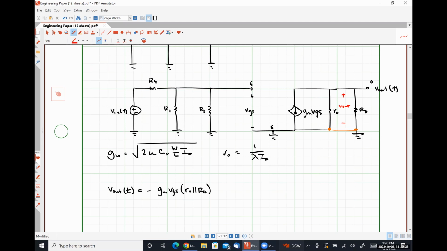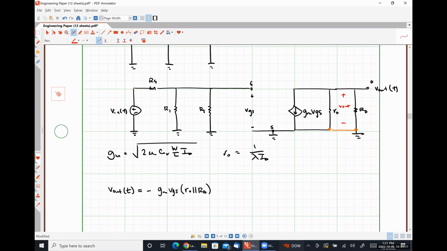So one thing that we could observe here is that since R naught and RD are always in parallel, if we want a large voltage gain, RD needs to be as close to R naught as possible. That's one thing that we can glean from this, because the parallel combination of RD and R naught is only going to be at best as large as R naught over 2. If RD is smaller than R naught, it will be smaller than that.